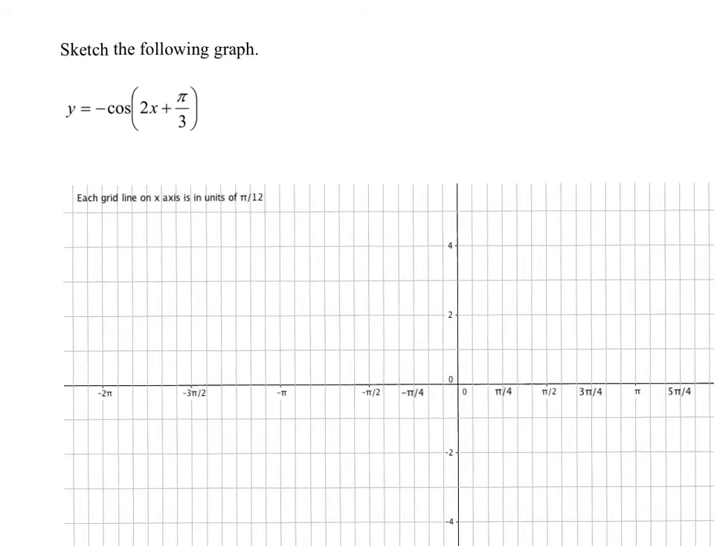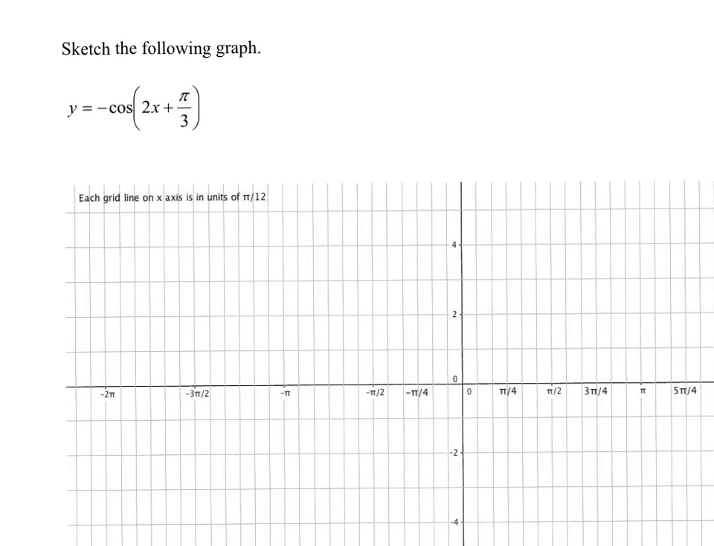So the next graph we want to look at is y equals negative cosine of 2x plus pi over 3. So again, we're going to start the same way we did in section 1. We're going to identify the period and the phase shift. So our period is going to be 2 pi over b, which in this case is 2. So our period is going to be pi.